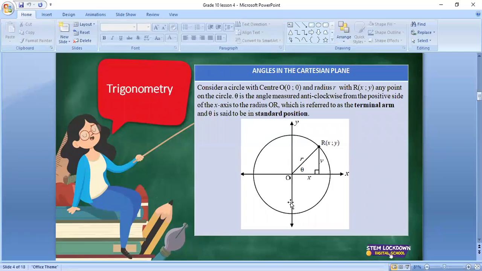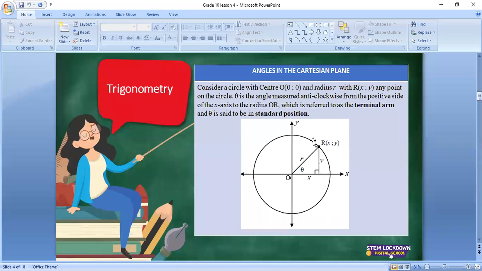If you have a circle like this, this line can move all around the circle as the angle increases. As the angle increases, the radius moves, and that will affect our values of x and y. Let's explain this in simple language. Point R has coordinates x and y, the coordinates of point R on the circumference.